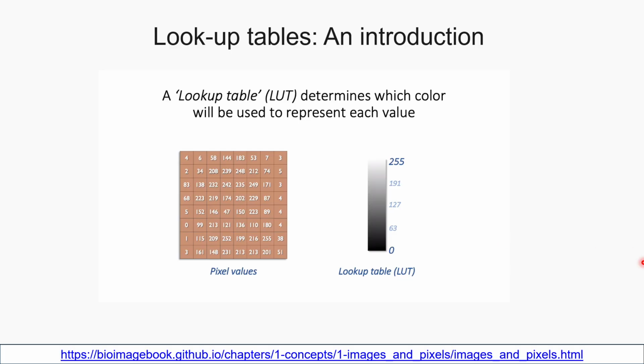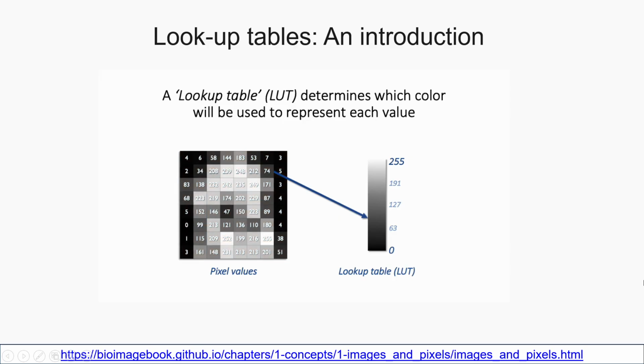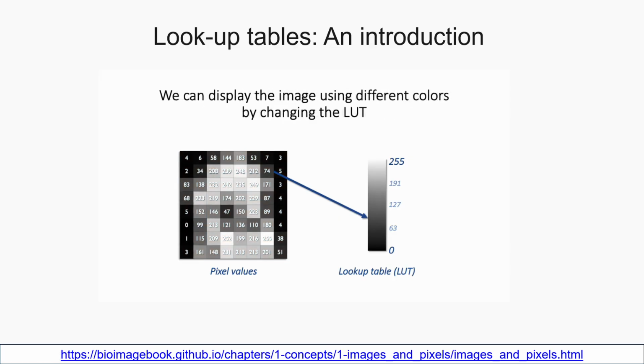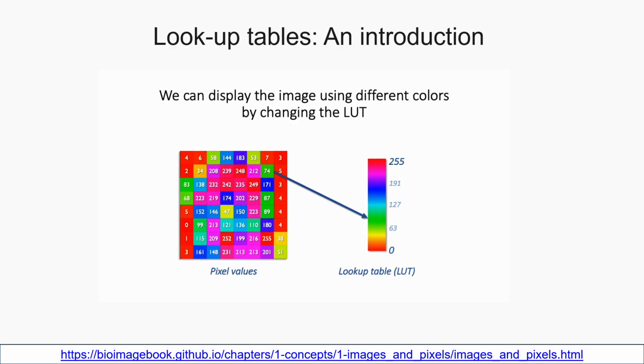Now let's discuss lookup tables, or LUTs. A LUT determines how numerical pixel values are displayed visually. The key point is that LUTs change appearance, not the underlying data. For example, an image may be displayed using grayscale, a pseudo color palette, or a fluorescent style color map, while the pixel values remain exactly the same. Understanding this distinction helps prevent confusion when comparing images that appear different on screen.